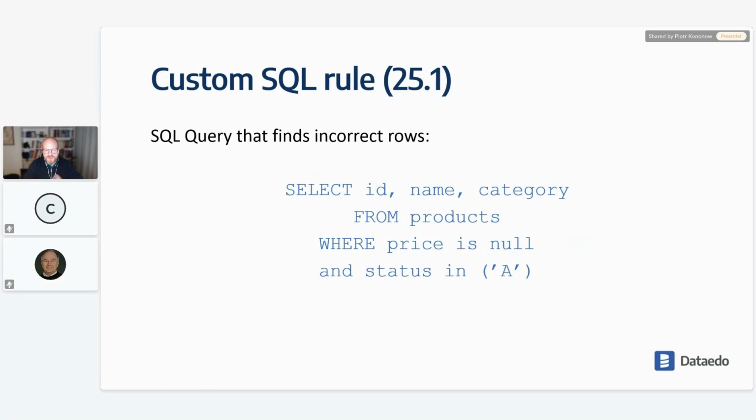modify them in the way that they simply return the rows that should be saved as incorrect or identified as incorrect, and then we just paste it into Dataedo, and Dataedo will execute them and save the results.